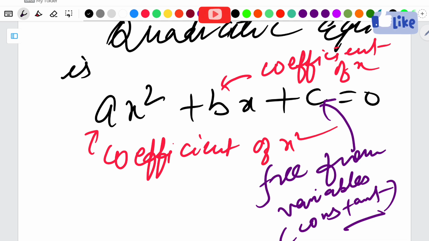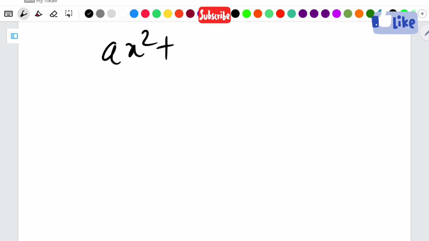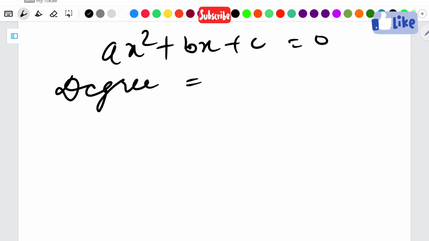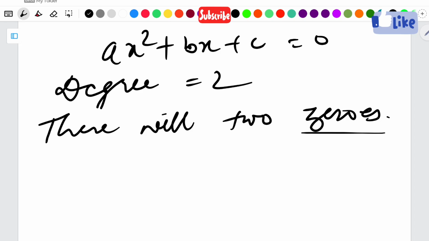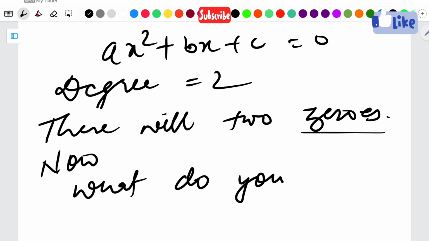Okay, so this is a quadratic equation. Now the degree is 2, which implies that there will be 2 zeros. Okay, there will be 2 zeros. Now what do you mean by zeros?